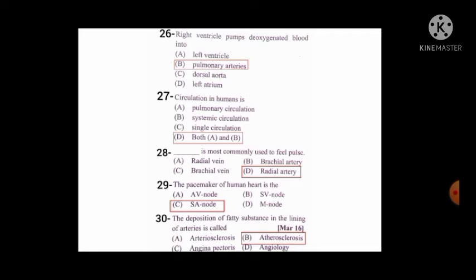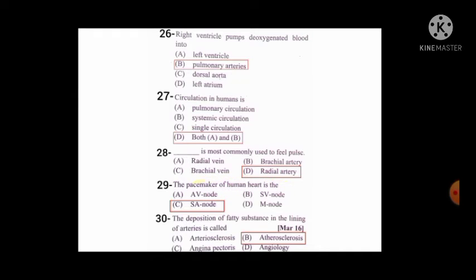Deoxygenated blood comes to the right atrium by the superior and inferior vena cava. Circulation in humans is pulmonary and systemic circulation; both types are present. The radial artery, which is present on the hands, is the most common one used to feel the pulse.